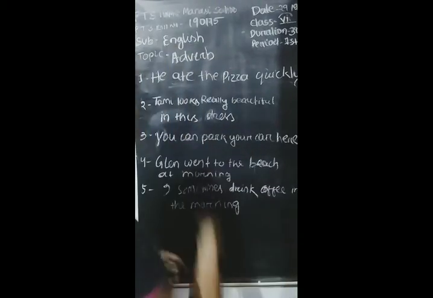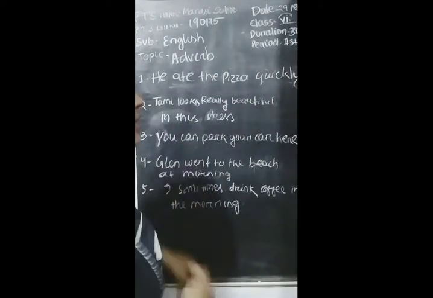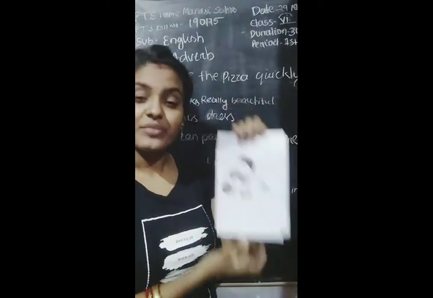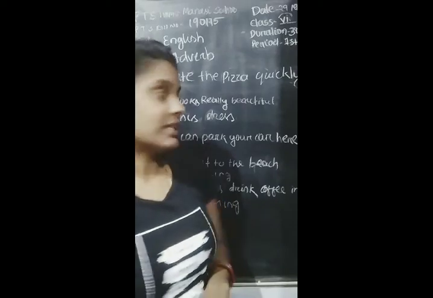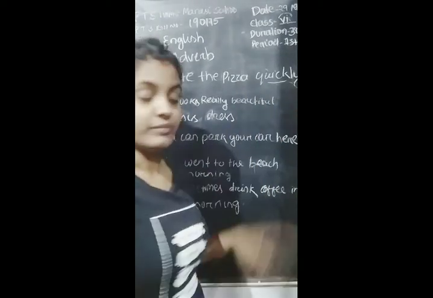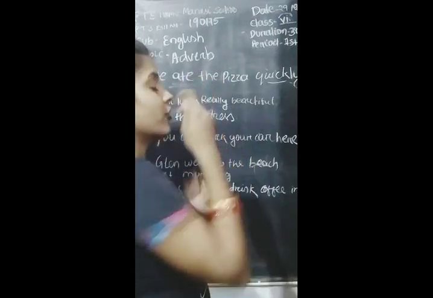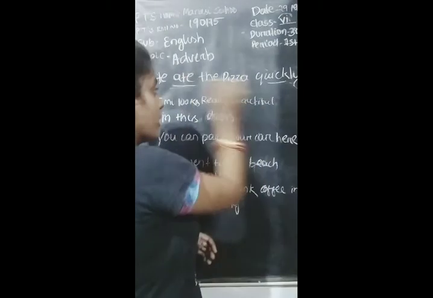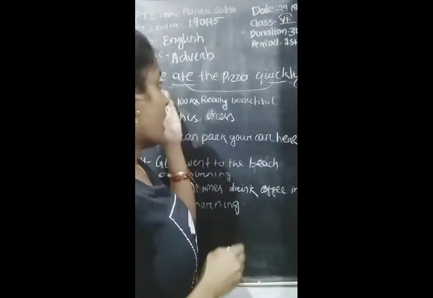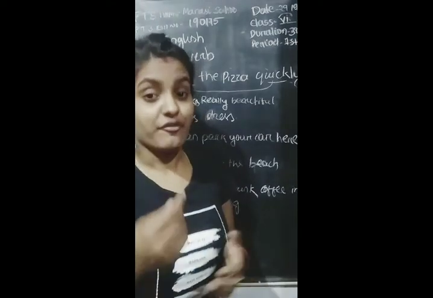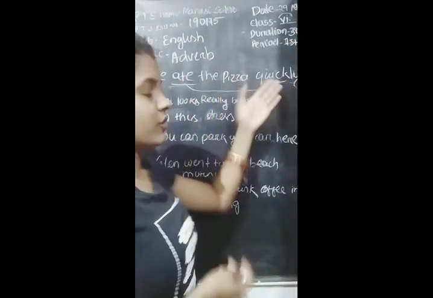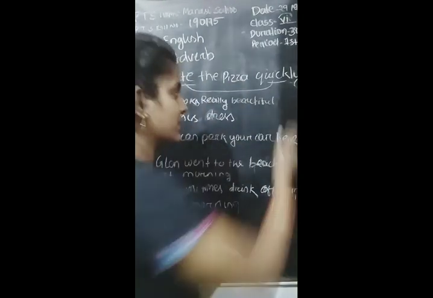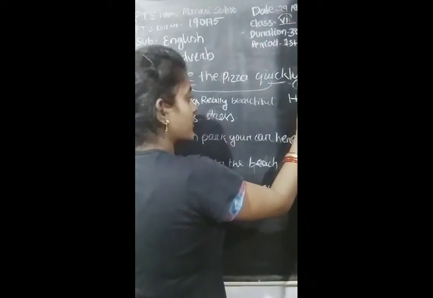Let us see. He ate the pizza quickly. Now see the picture. In this sentence the word quickly is an adverb, and it describes the verb and gives information about the verb ate. How did he eat the pizza? Yes, very good, Pratyasa. He ate the pizza quickly. Now tell me, what is the question in this sentence? Yes, very good. How? It means how he ate the pizza.